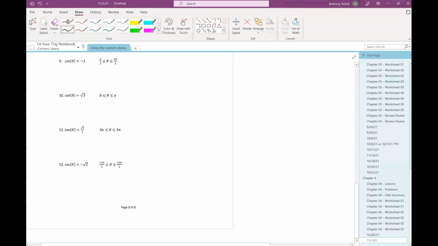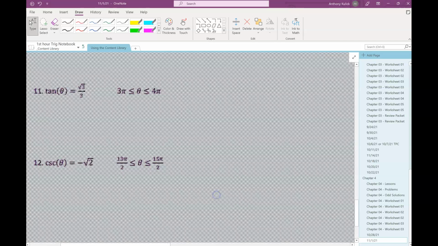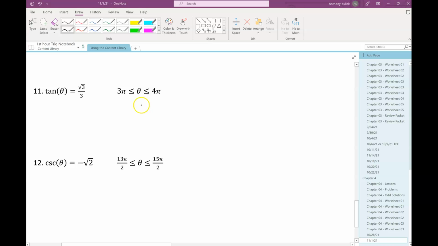So first thing I'll do is I'm going to use that interval from 3 pi to 4 pi to figure out what two quadrants we're looking in. So we have 0, pi over 2, pi, 3 pi over 2, 2 pi, 5 pi over 2, 3 pi, 7 pi over 2, and then 4 pi. So we're going to be looking in quadrants 3 and 4.